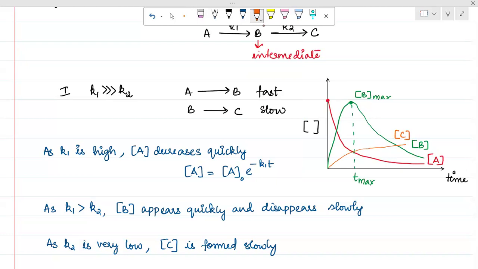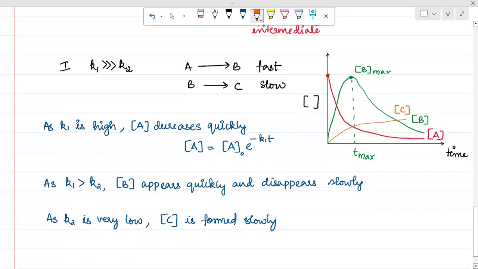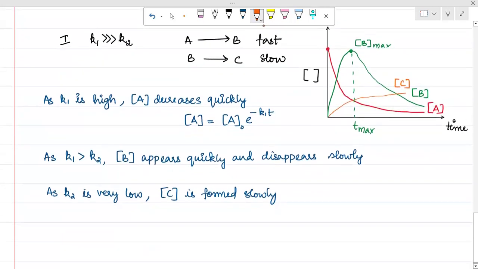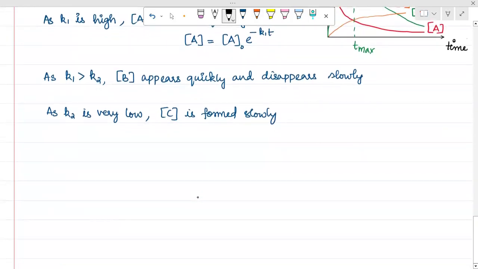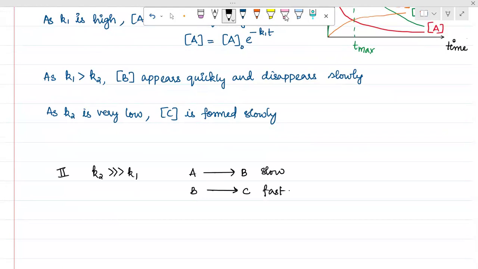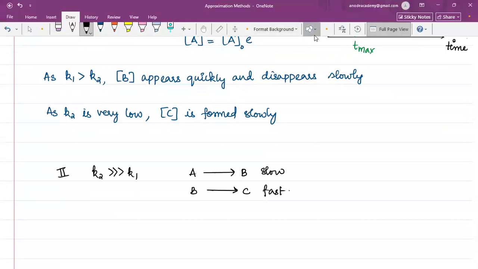Understand the graphs. There have been questions which were asked. Now case 2, the opposite, where K2 is much, much higher than K1. Meaning A gives B with a rate constant of K1, that is slow, and B giving C, the product formation, is fast. We need to plot a graph for this. Let's try.